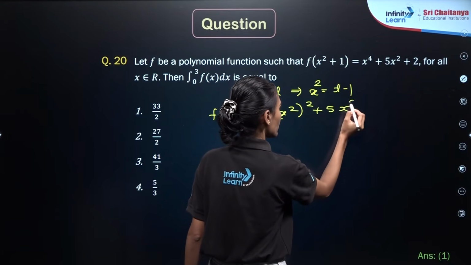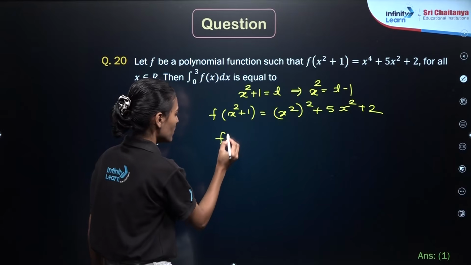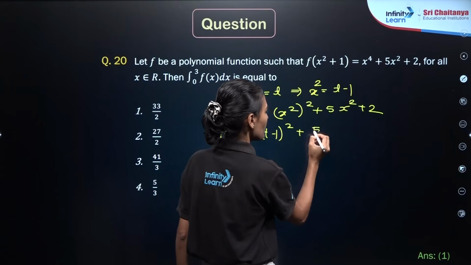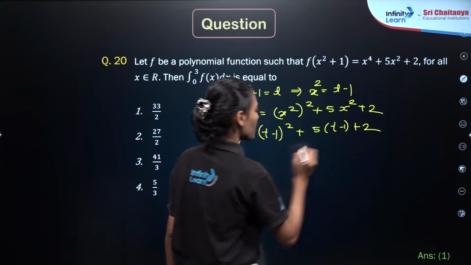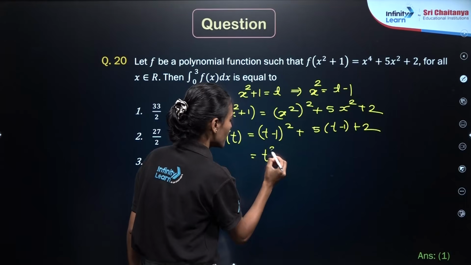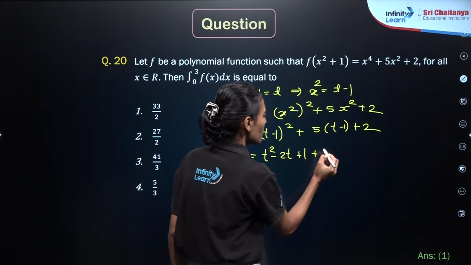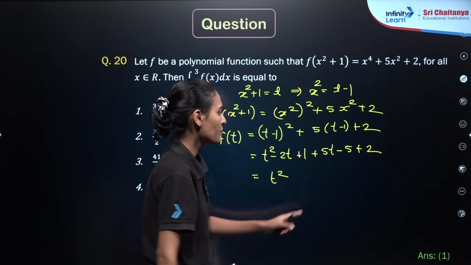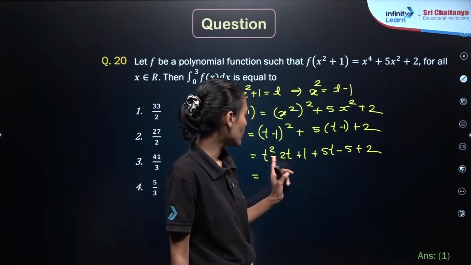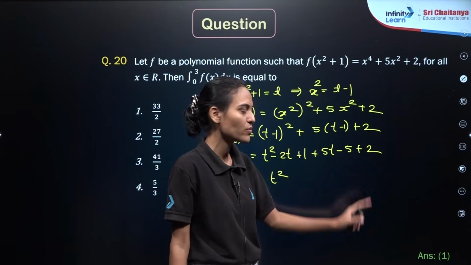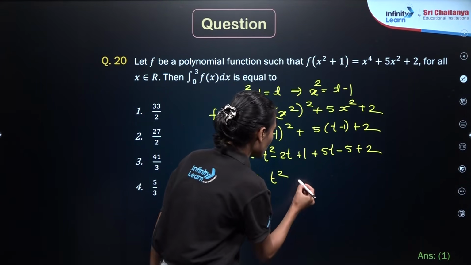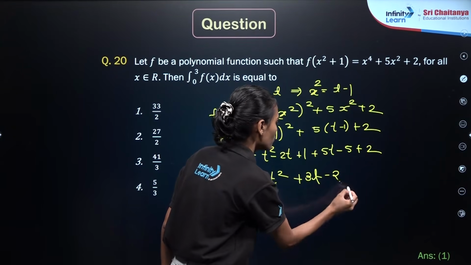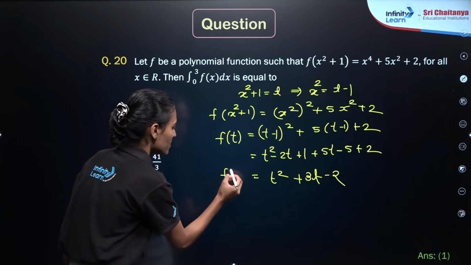Right? So now you have f of x square plus 1 as x power 4 plus 5 into x square plus 2. So this is nothing but f of t, as x square is t minus 1. This is t minus 1 whole square plus 5 into t minus 1 plus 2. So this is nothing but t square minus 2t plus 1 plus 5t minus 5 plus 2. So 5t minus 2t means plus 3t. And then you have 1 plus 2, 3 minus 5 minus 2. Right? So you got f of t.